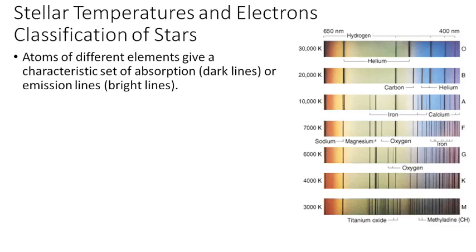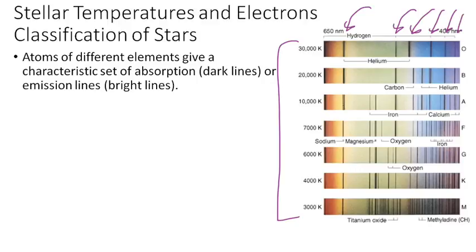Another thing we talked about in an earlier unit, I think it was our unit on chemistry, is electrons. We said that electrons can give what we call spectral lines. These dark lines here represent what the electron is doing. You see some elements: helium, carbon, iron, oxygen, etc.